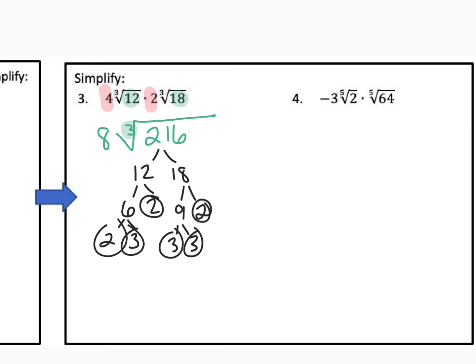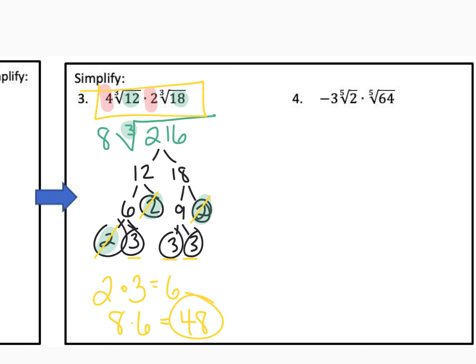I see a 2. 1, 2, 3 2s. So that means a 2 is going to come out. And then I see 1, 2, 3 3s times 3. So nothing's left over. So that must have been a perfect cube. It was 6. So what I actually have then is 8 times 6, or 48 exactly. Again, please take a second, type that in your calculator, and make sure your answers match.